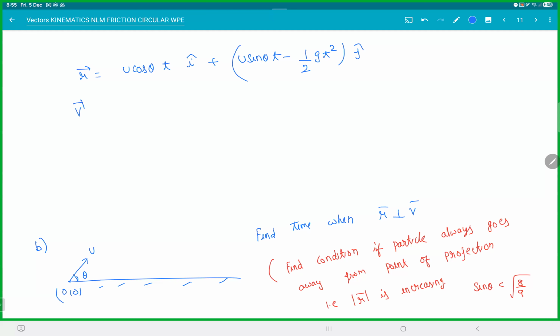You know why? This is not the only question they'll ask you. They can ask you, find the angular momentum, m R cross V bar. So you need R bar and V bar again. So V bar will be U cos theta i cap plus U sine theta minus GT j cap. And you want them to be perpendicular. So R bar dot V bar is equal to 0. Solve. I will leave it to you. Clear with this? I think you will get something like U by G sine theta.